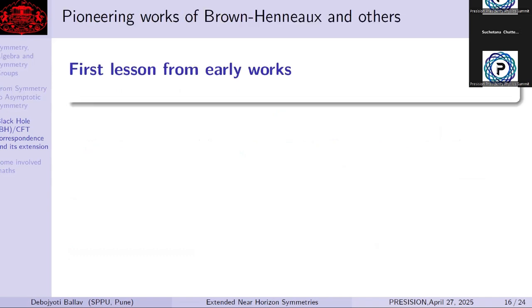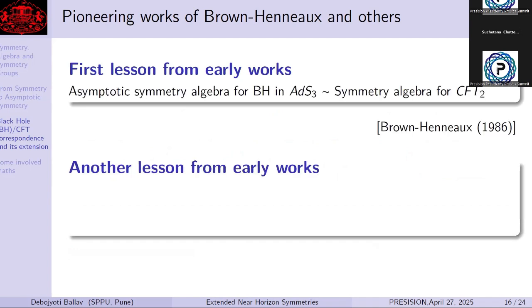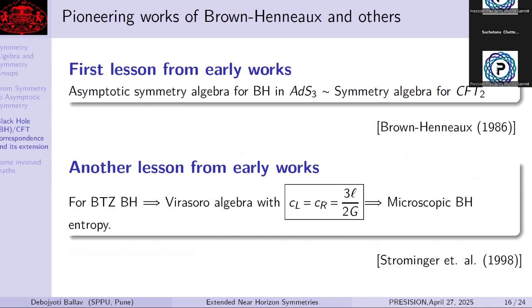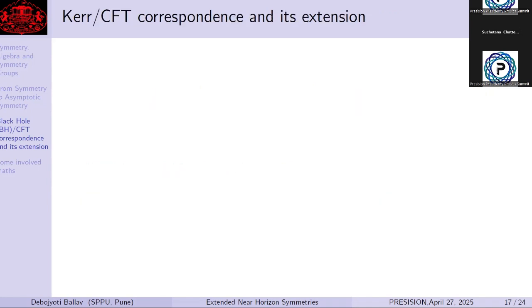Now about my work, the first lesson comes from earlier work: the asymptotic symmetry algebra of black holes in AdS3 spacetime is related to the symmetry algebra of CFT2, which is the great pioneering work by Brown and Henneaux in 1986. Another lesson comes from Strominger in 1998: for the BTZ black hole, with the Virasoro algebra, they calculated the central charge, which is 3L by 2G, and from that they calculated the microscopic black hole entropy from a very microscopic origin.